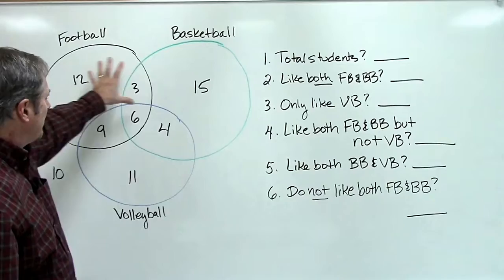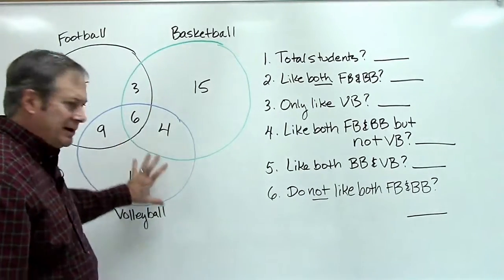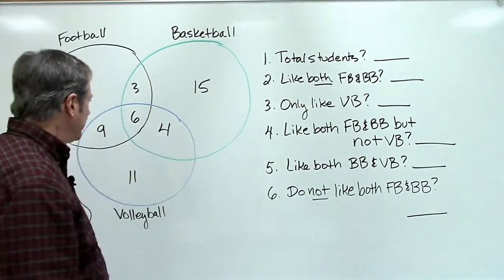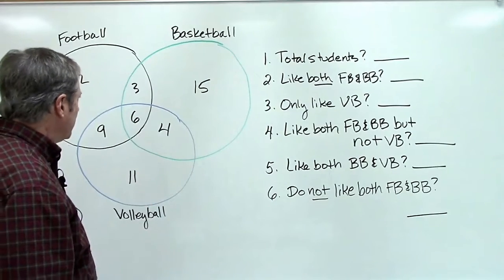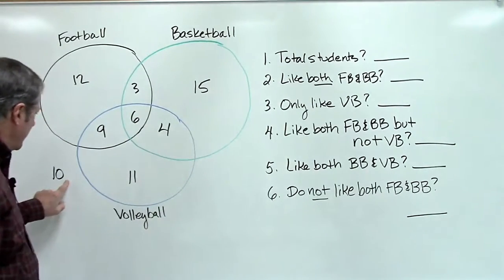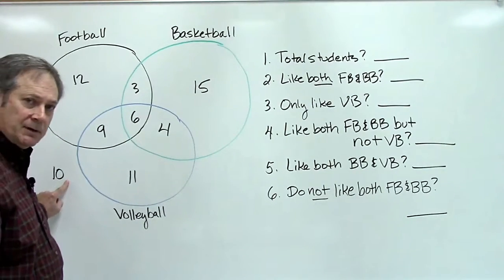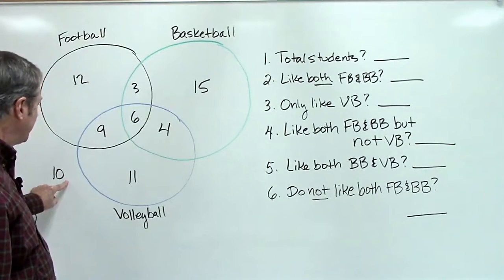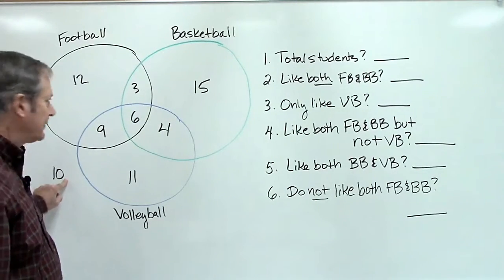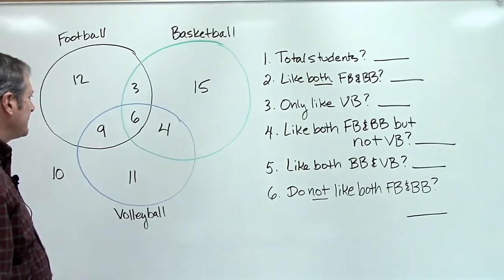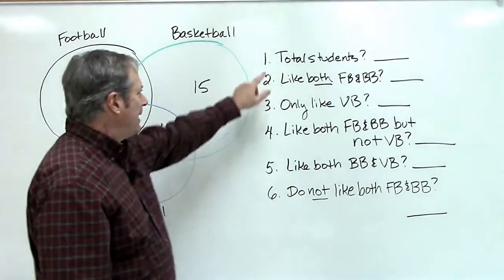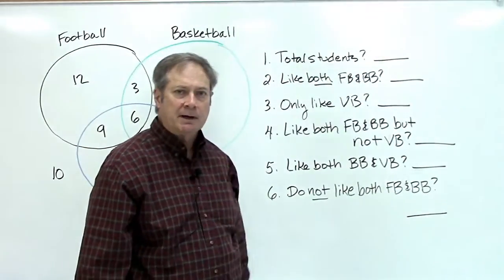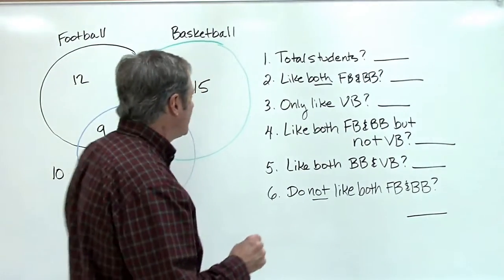Anyhow, here's the situation. Students that like football, basketball, volleyball, including those that don't like them. I'd like you to be aware of this number off to the side. This is part of the scheme, and it means that there are 10 students that don't like any of them. So the first question is, how many total students are we talking about? And this is a really important thing to get.